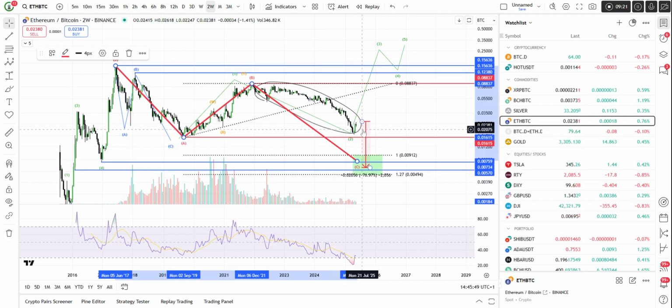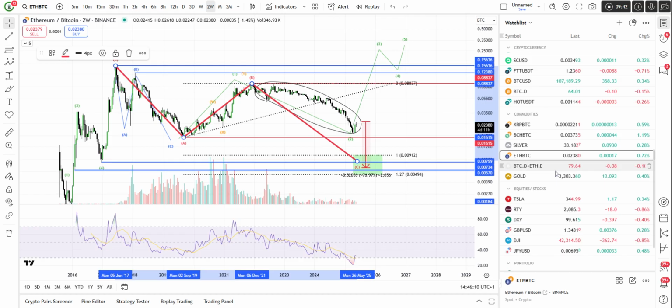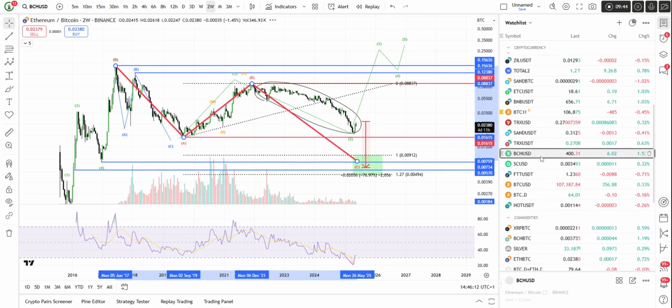All right. So yeah, this is what I'm thinking. This would be like a 70-80% move down. So it's got 77%, which again, could really happen. I'm going to have a look at Bitcoin Cash.